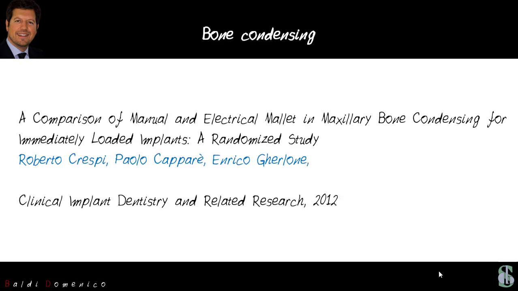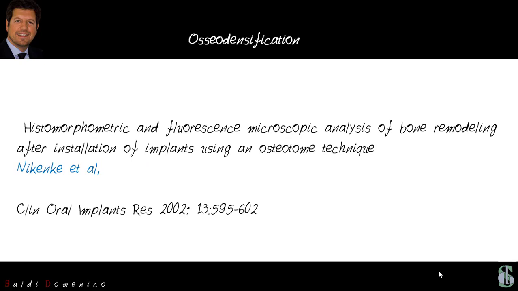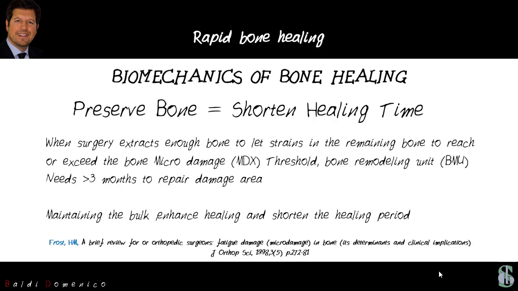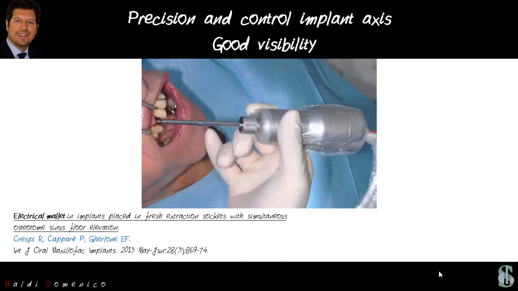And when we speak about bone condensing, we can see a lot of articles that confirm the ability of this instrument to obtain bone condensing, as well as osteodensification. And about rapid bone healing, we can summarize this concept with this simple phrase: preserved bone is able to shorten healing time. And about precision and control of the implant axis, we can have these characteristics with the magnetic mallet, but also, as you can see in this slide, you can have a good visibility of your work.